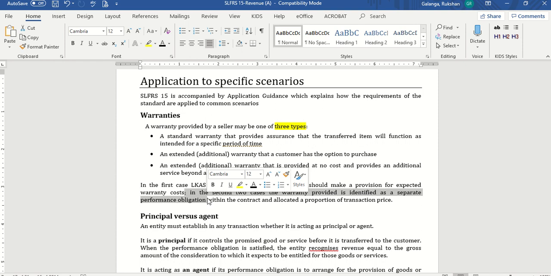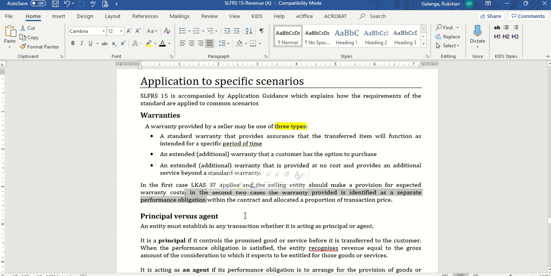It's not a normal warranty. Now take the second point. The second point says the customer has the option to purchase, which means again I, as the seller, am agreeing to do an additional service. So it's an additional performance obligation, right?